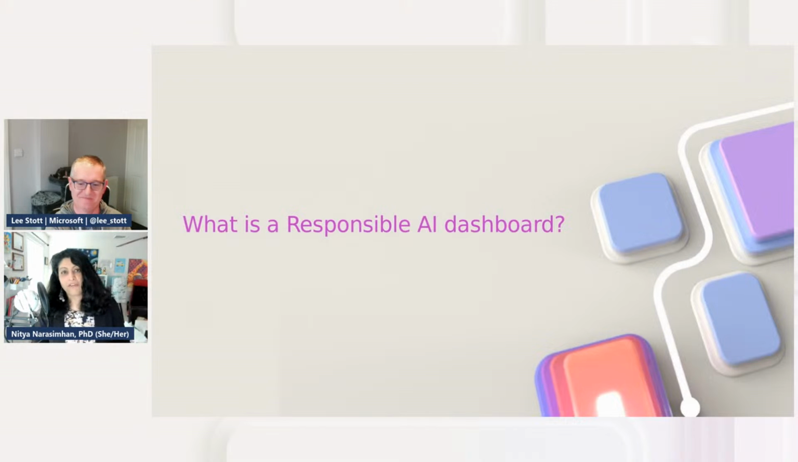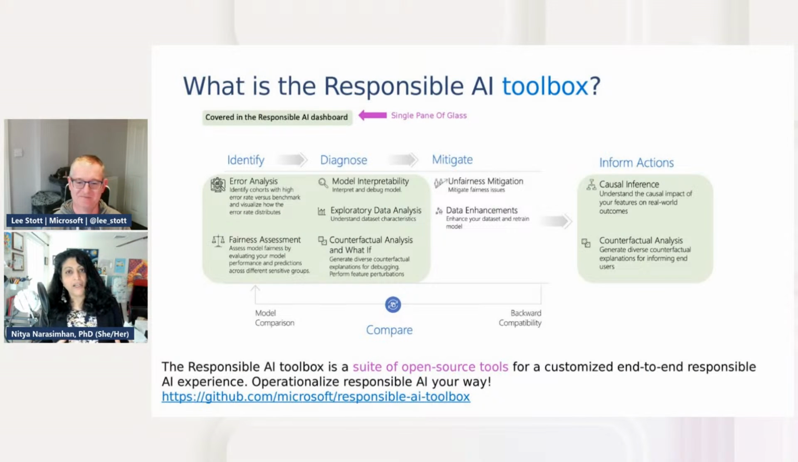So I want to segue from what Lee said. Absolutely. We need to talk about what the responsible AI dashboard is. But to get there first, let me talk about the toolbox. So you heard about those 6 principles, right? But we are developers. We are people who might be building end-to-end solutions. How do we translate those principles into practice?